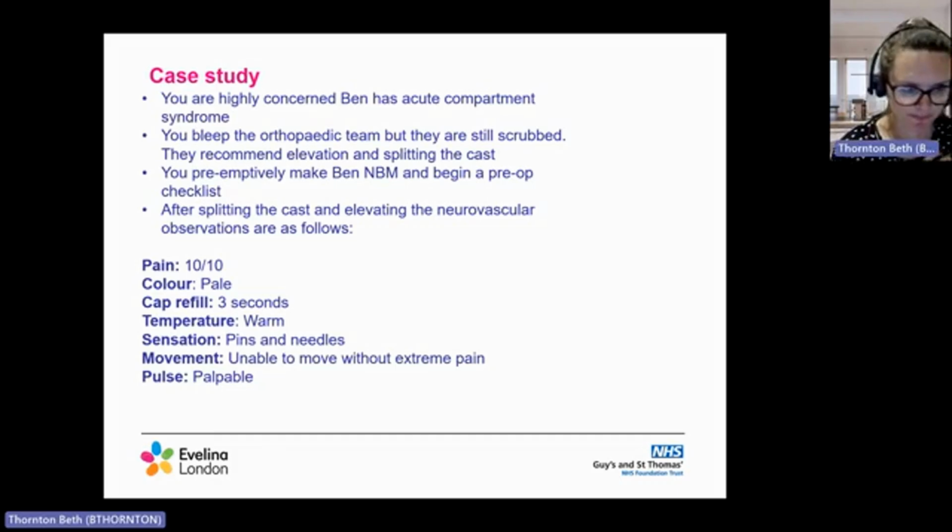So that's still present. So from these neurovascular obs, we've still got our key clinical finding of pain on passive movement. We've started to see a reduction in perfusion and nerve function, but we've still got palpable pulses and we're still warm, because those are our late signs. So thankfully we've caught it quite early.